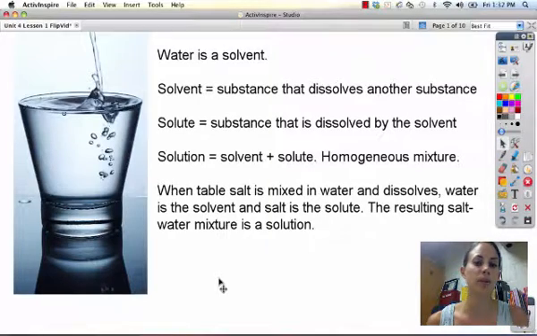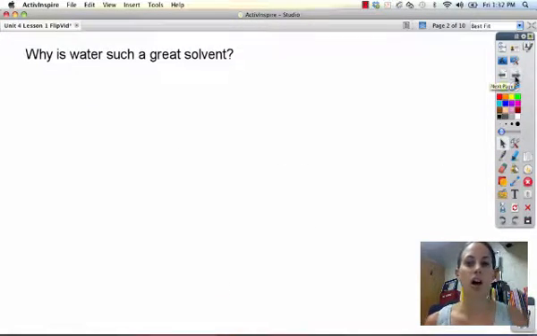So for example, when we dissolve table salt in water, salt is the solute and water is the solvent. And the resulting mixture is a solution. So if water is the number one solvent, that means it can dissolve many different substances. There are other solvents too, of course, but the one that we're going to deal with the most frequently is water, which means it's really, really important.